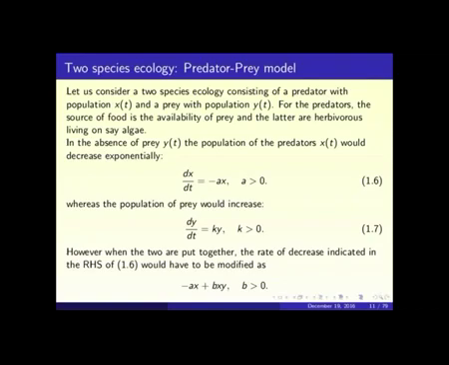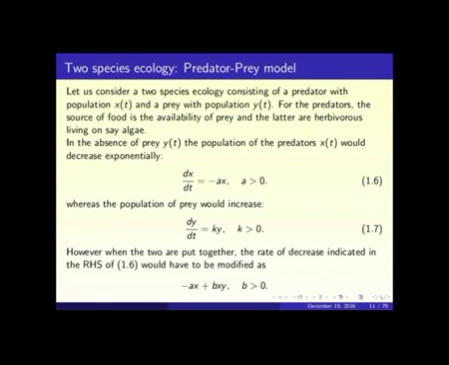Look at equation 1.6. dx by dt equal to minus ax. That means that the function x of t is going to be like e to the power minus at. It is going to decay as time goes off to infinity. In other words, if there are no prey, if y of t is not there, then the population of x of t will keep declining very fast.